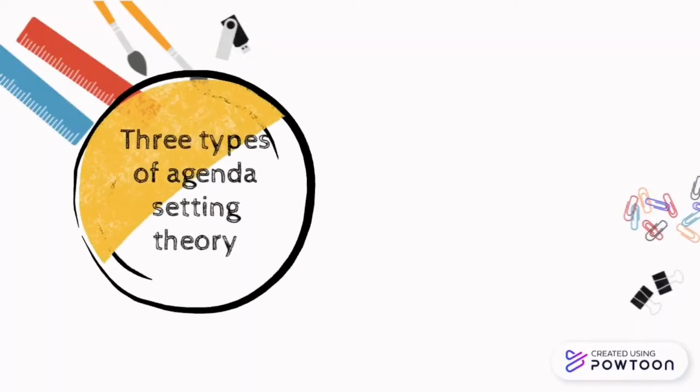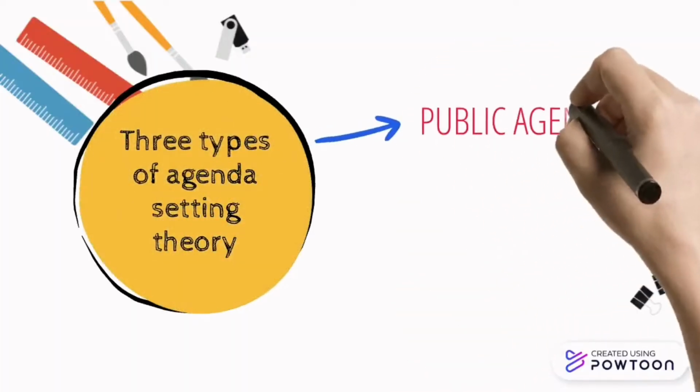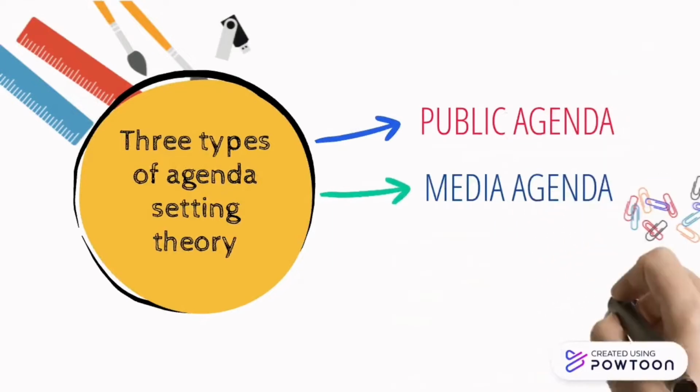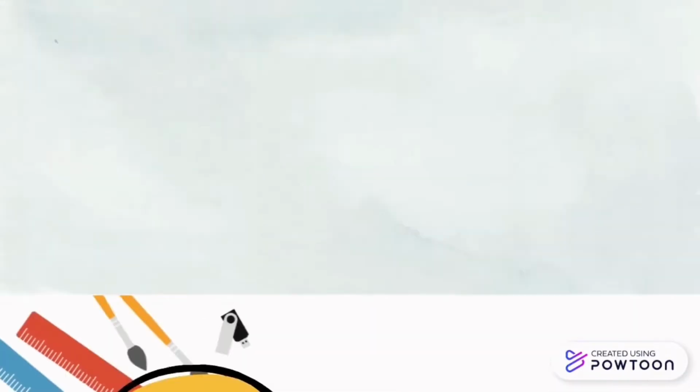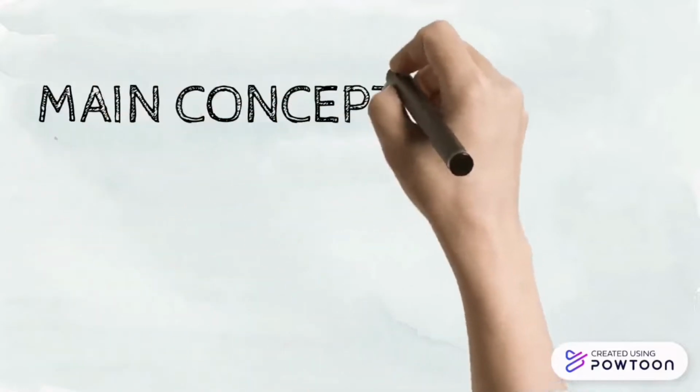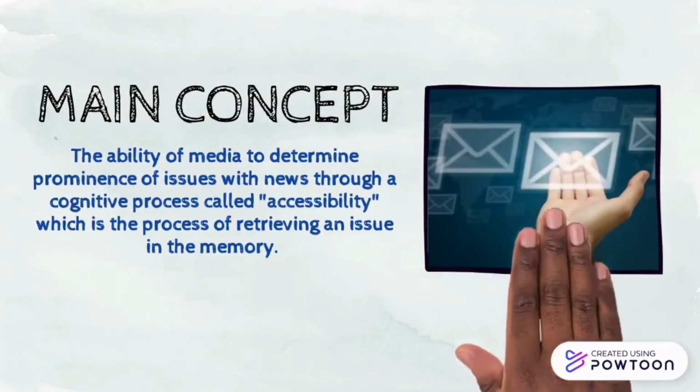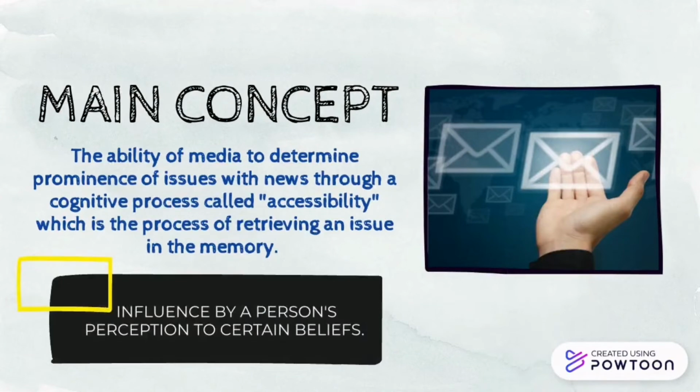There are three types of agenda setting theory: the public agenda setting, the media agenda setting, and the policy agenda setting. Next, the main concept of this theory is the ability of media to determine the prominence of issues with news through a cognitive process called accessibility, which is the process of retrieving an issue in the memory. This theory is also influenced by a person's perception of certain beliefs.